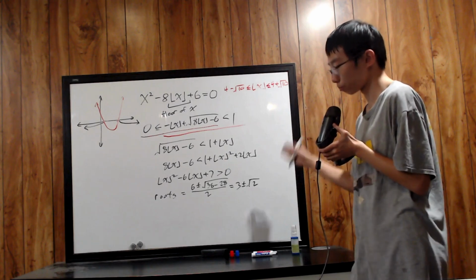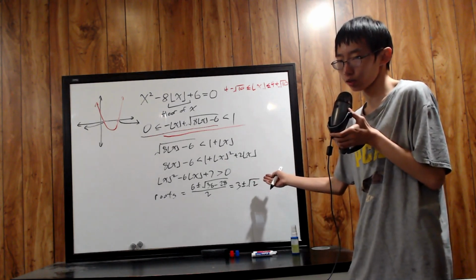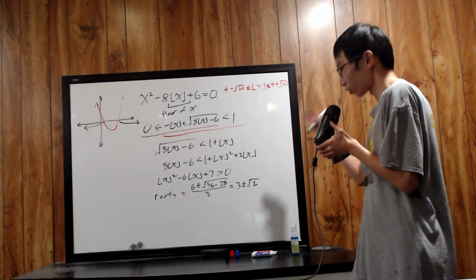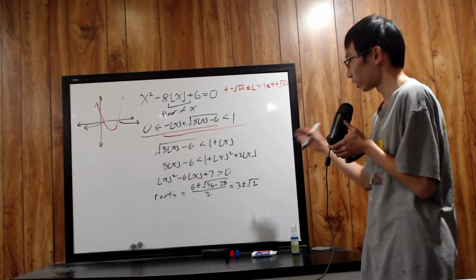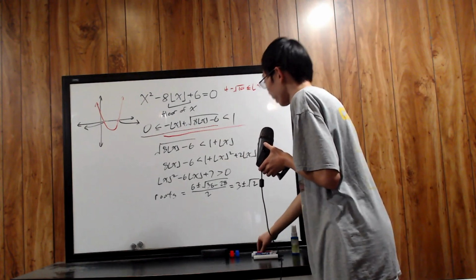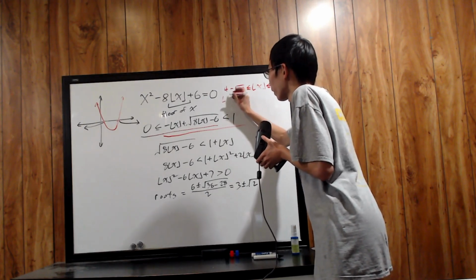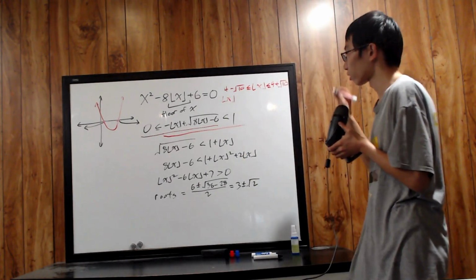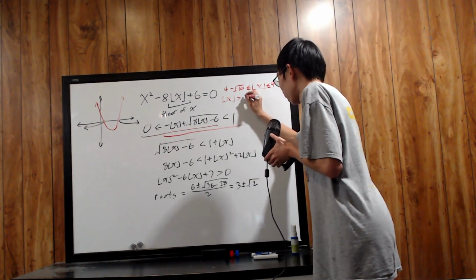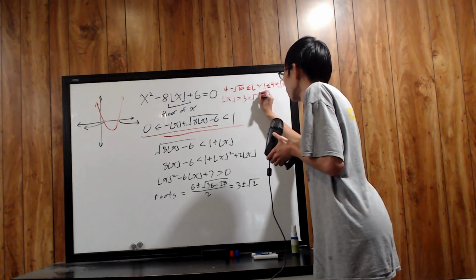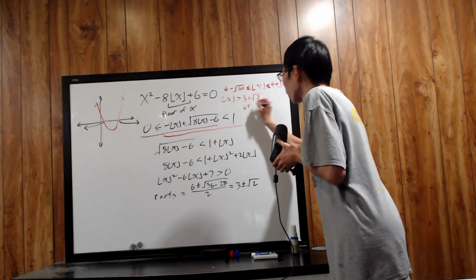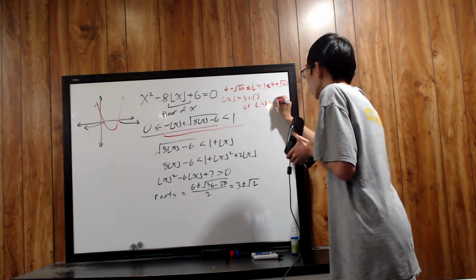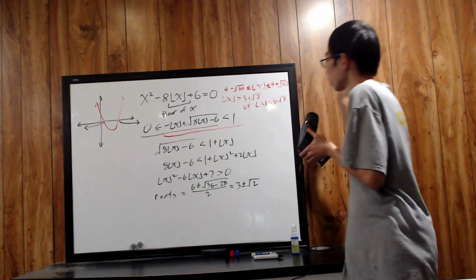Now we know what the larger root is. It's 3 plus root 2, and the smaller root is 3 minus root 2. So we have another inequality. Here we have, I'll use red, the floor of x. The floor of x must be either greater than 3 plus root 2, or we have floor of x to be smaller than 3 minus root 2.